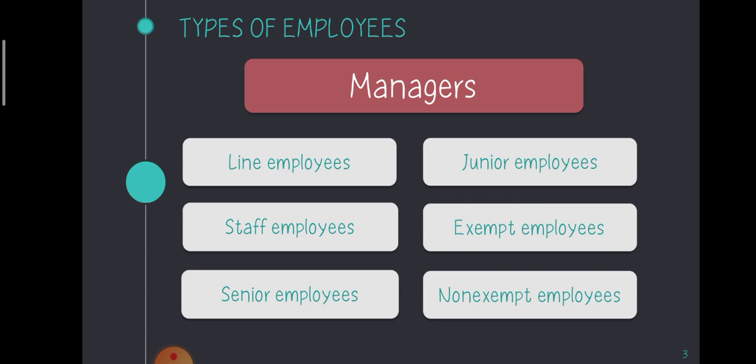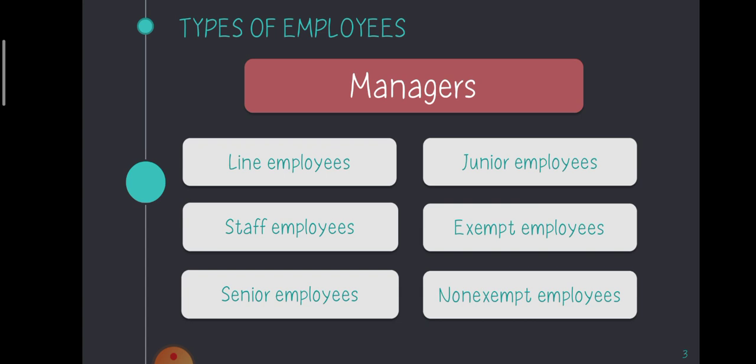When we say exempt employees, sometimes they are called salaried employees. They are those who do not receive extra pay for overtime work, technically by law, beyond 40 hours per week. And last, non-exempt employees are those who receive overtime compensation. So you now have a clear idea of the different types of employees.